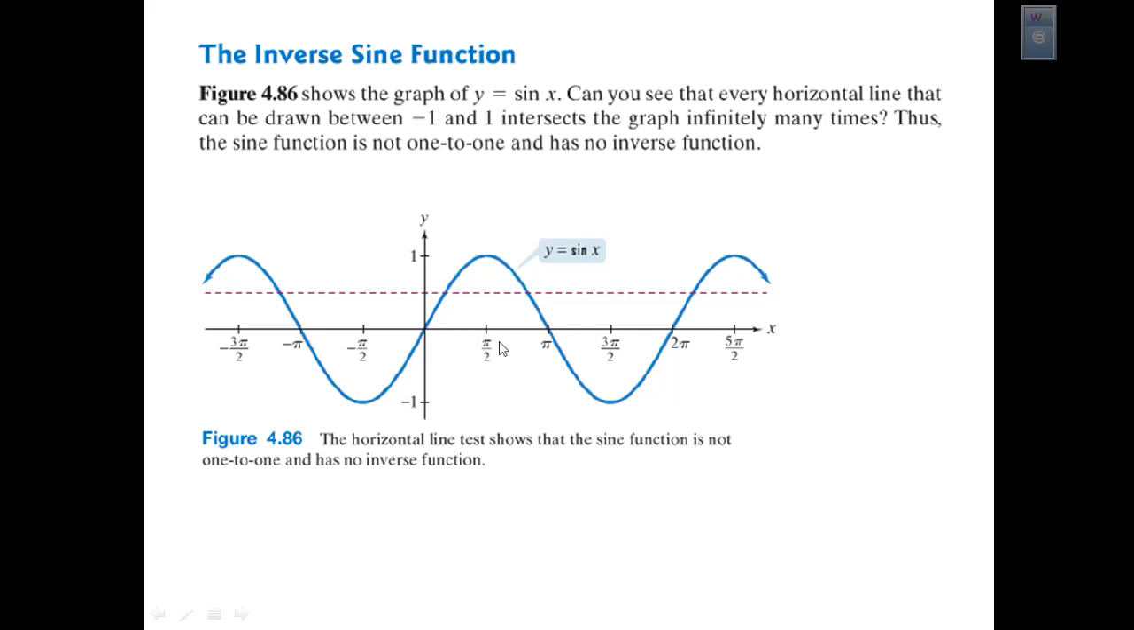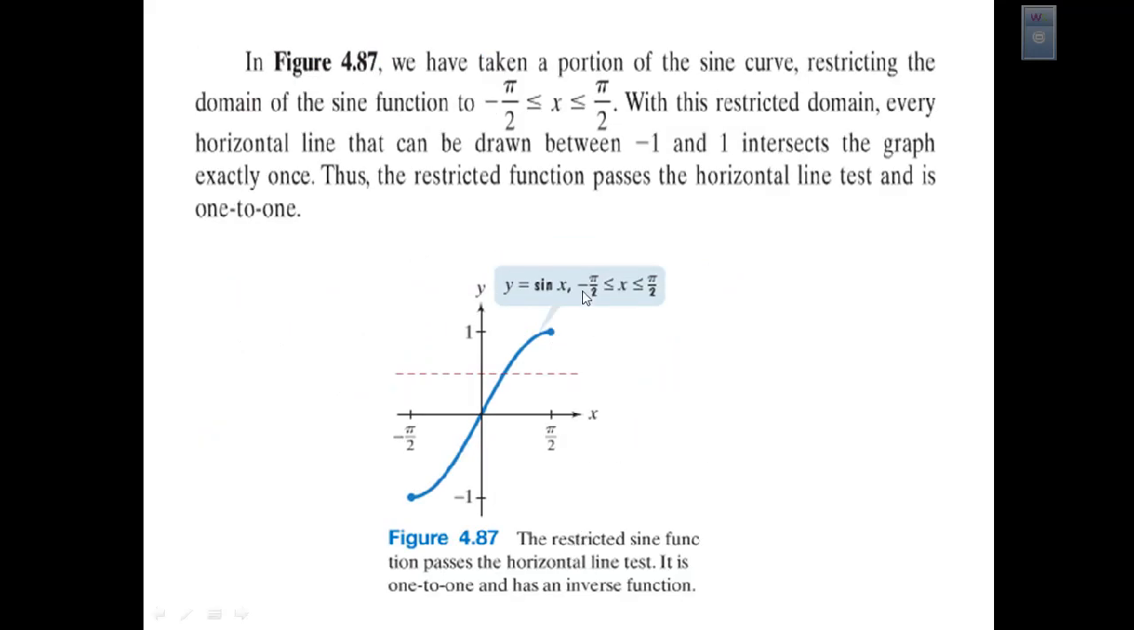So what we end up doing is limiting the domain of the sine function so that it will have an inverse. We say, sine doesn't have an inverse, but if we only look at part of sine, limiting the x values or the angles, then it will have an inverse function. We take a portion of the sine curve, restricting its domain to negative pi over 2 to pi over 2. That portion will pass the horizontal line test, therefore it's one-to-one, and its inverse is a function as well as the original being a function.